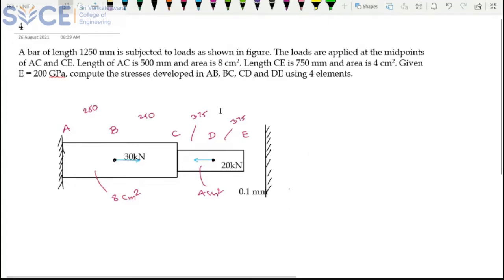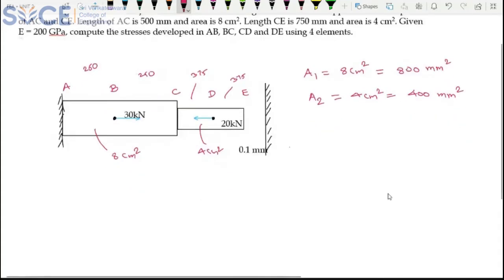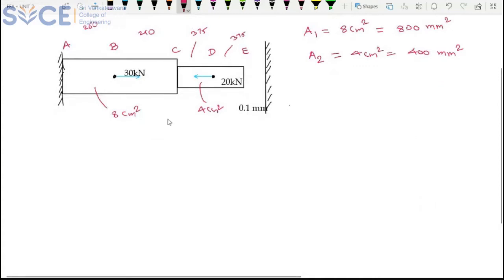First, we will deal with the area. Our area A1 is 8 centimeters square, which means 800 mm square, since 1 centimeter is 10 mm, so multiplying gives 100. Similarly, A2, the area at this location, is 4 centimeters square, which is 400 mm square. Now let us proceed with the usual procedure.